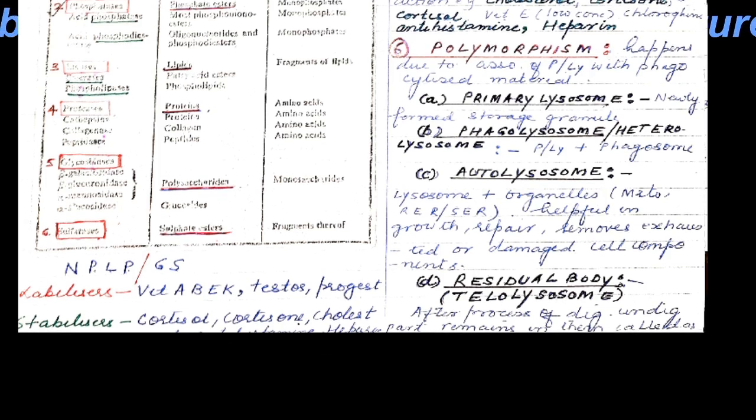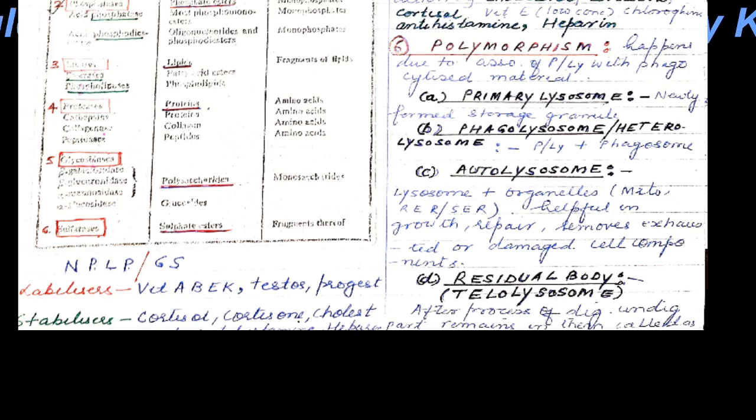Then we have residual body, another form of lysosome, which is also called telolysosome, and this is the lysosome in which there is digested material and the remnants of the phagosome whose material has been digested.